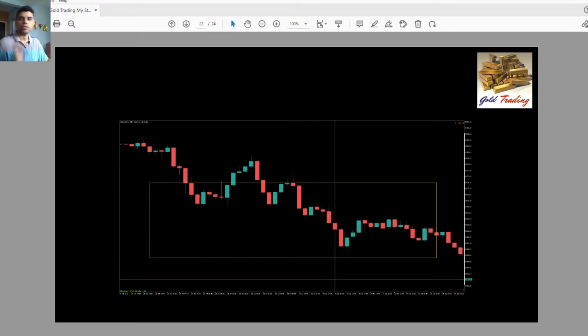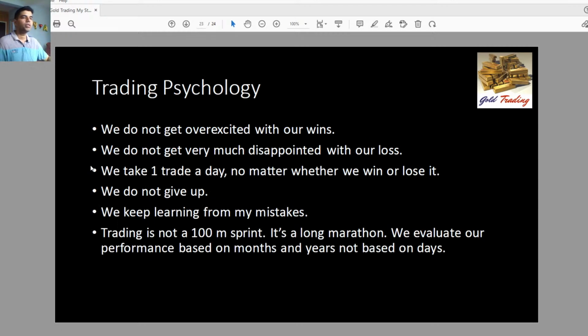Now let's check the trading psychology. The most important thing in trading psychology is that we take one trade per day, at most two trades. Because we are intraday traders, we just aim for 10 to 20 pips per trade, and our stop loss is also 10 to 20 pips. We risk 1 to 2%.